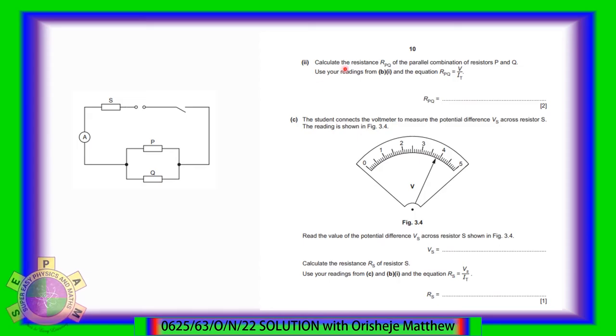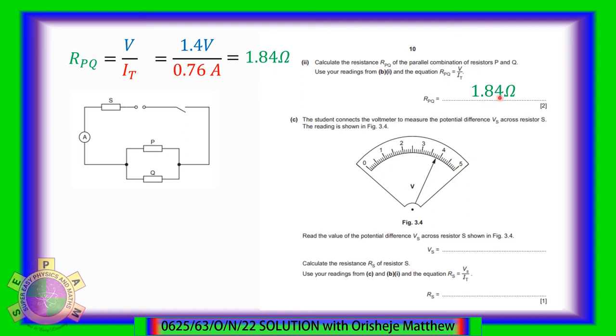Now, calculate the resistance RPQ, that is the effective resistance across the parallel combination, using the readings that we have just measured. So we have V divided by the total current. If you substitute, the parallel resistance is going to be 1.84 ohms.